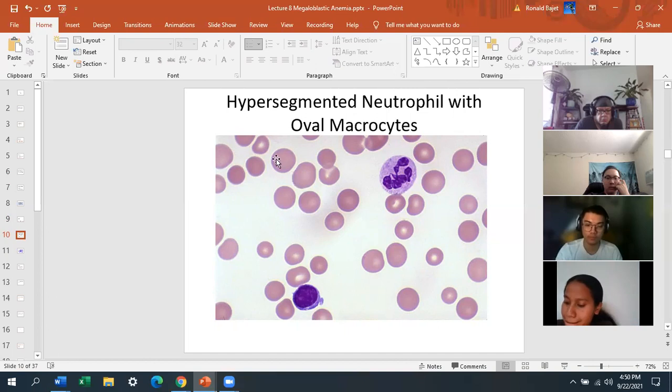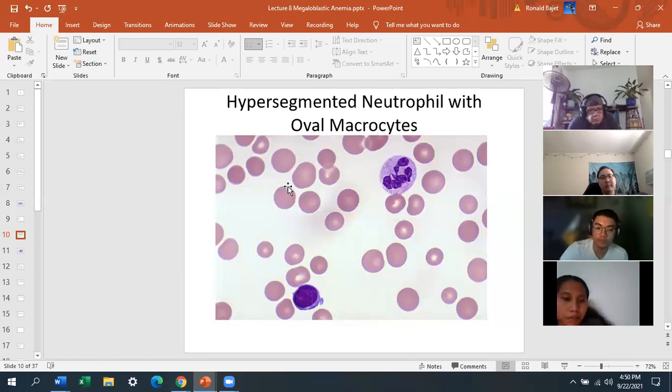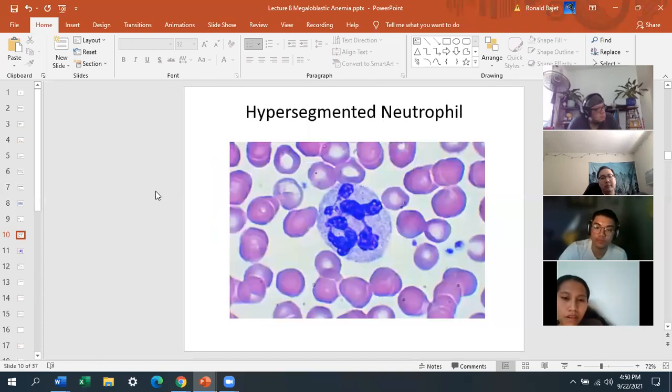Oval macrocytes, I guess this one, maybe these two. The thing that is striking to me about this slide is the hypersegmented neutrophil. But these three cells maybe are the high MCV cells. More hypersegmented neutrophils, definitely six or more lobes. So this is what happens when you go too far deep in.